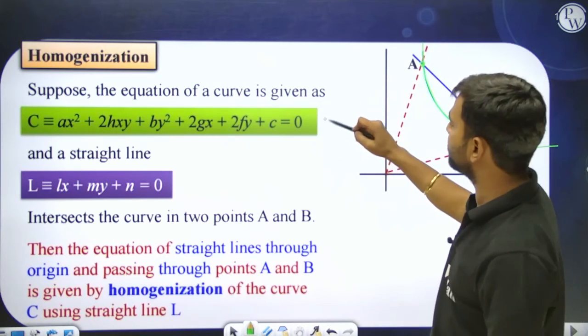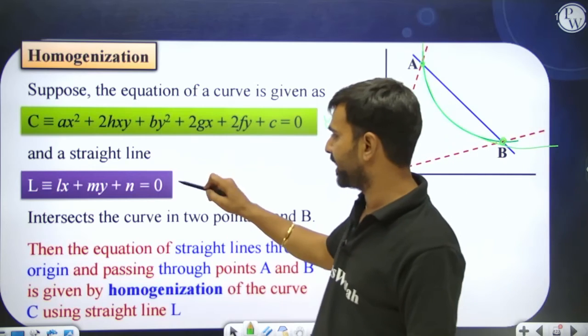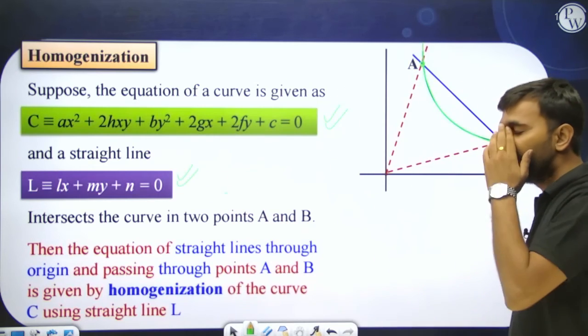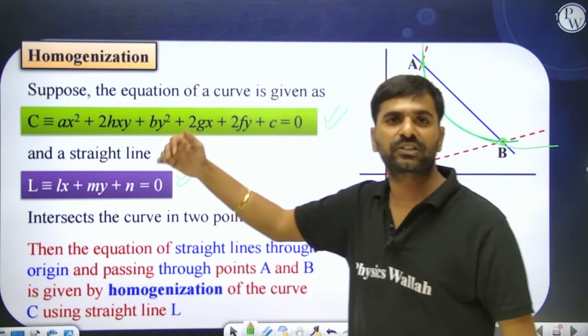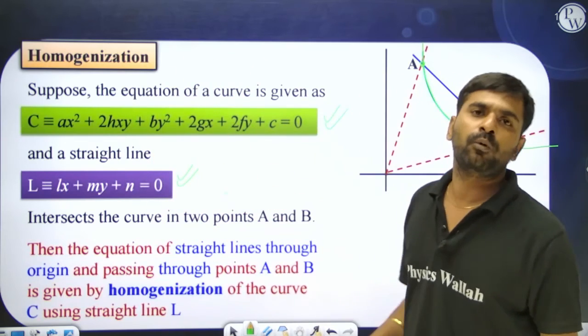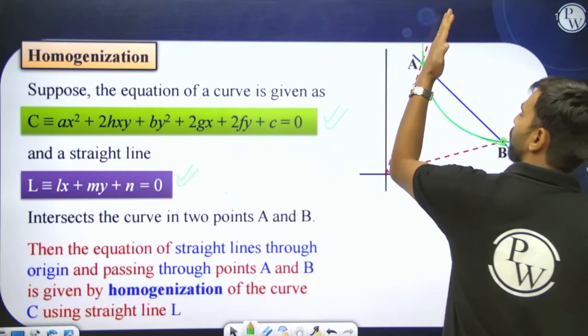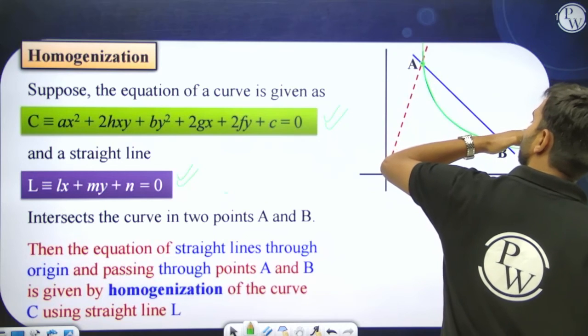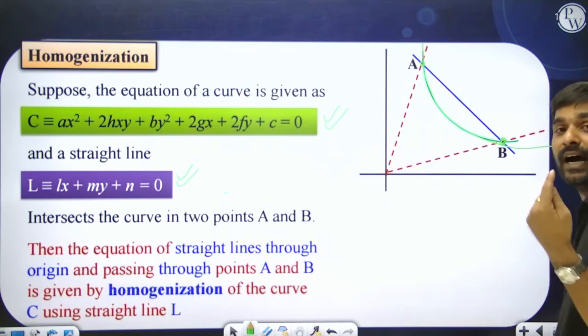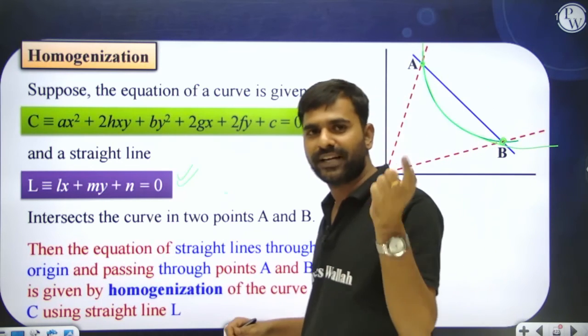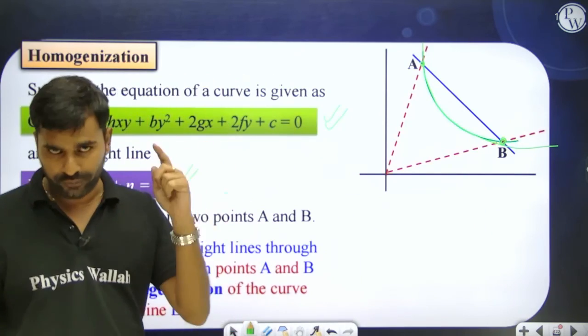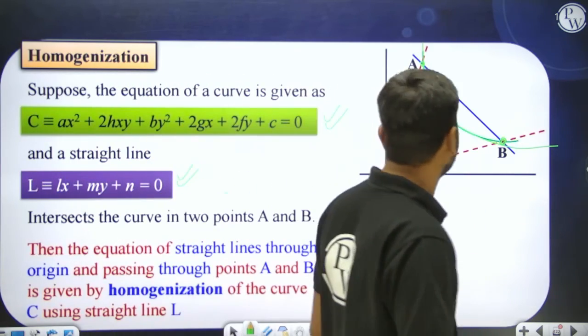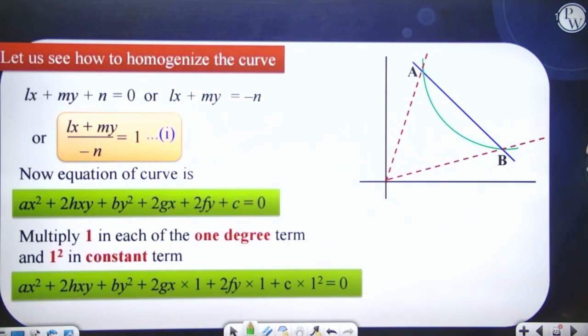Okay, let's say this is some green curve C given to me and this is some straight line given to me. One way is I solve these two equations and first find out points A and B. The moment I got A and B, I can write down the slope of this line OA, I can write down the slope of this line OB, and then I can write down joint equation of lines by using L1 into L2 equal to 0. That way is quite lengthy, that's why we use homogenization.